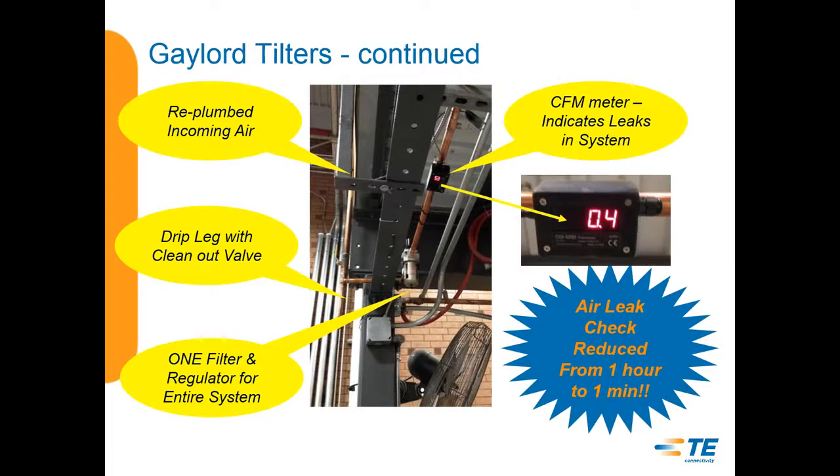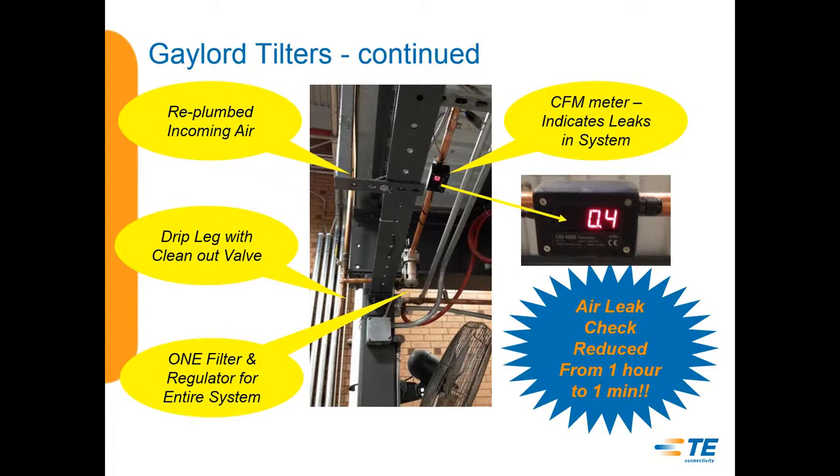We actually had to put the filter and regulator up in the ceiling of the mezzanine, which is about 10 feet off the ground. Makes it a little bit difficult to get to work on, but from a meter standpoint, we took that picture just a couple of days ago. There on the right where it says 0.4, I can go by there and look at that meter and tell that for all 30 Gaylords we're only using 0.4 CFM of compressed air.